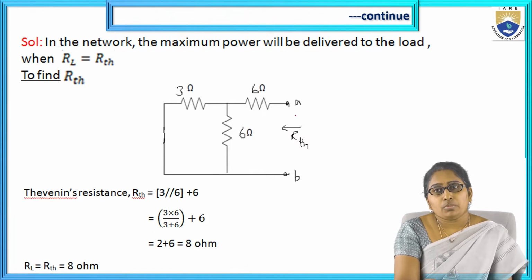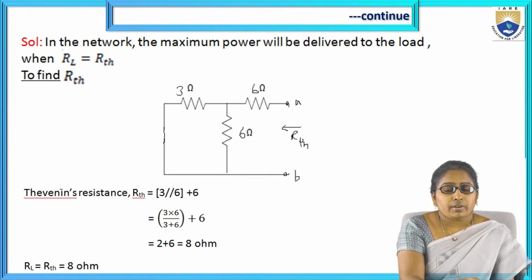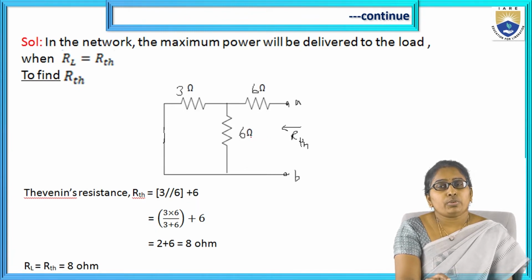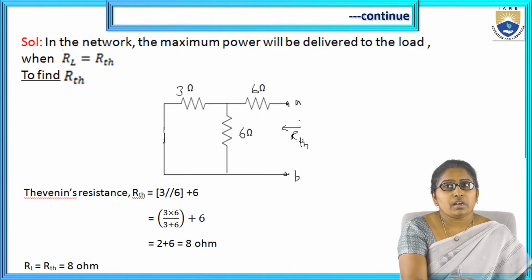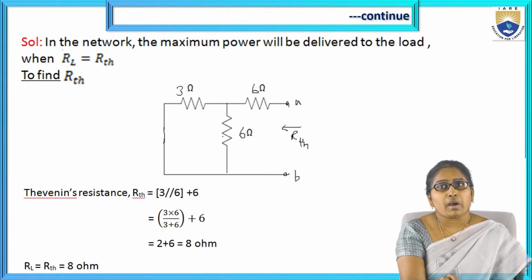Remove the load resistance and find the equivalent resistance at that place. So for this circuit, Thevenin's resistance RTH is equal to... We know how to calculate it. Across these terminals, we start from the other side, means here. So these 3 ohms and 6 ohms are in parallel.